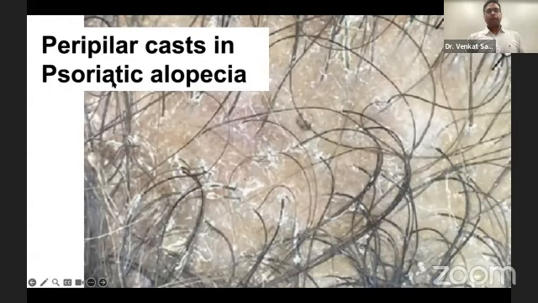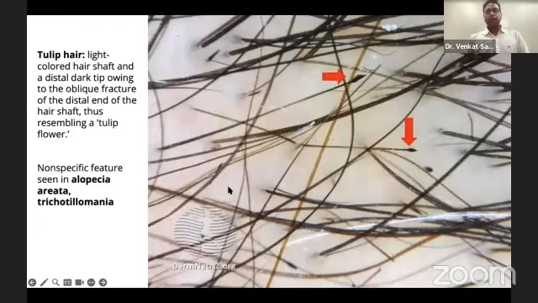These are examples of peripilar casts even in psoriatic alopecia. So peripilar casts are not specific for LPP. So tulip sign, I think we all have learned in textbooks, where you have the hair shaft which is broken and the end looks like a tulip due to oblique fracture. Non-specific, seen in alopecia areata and trichotillomania.